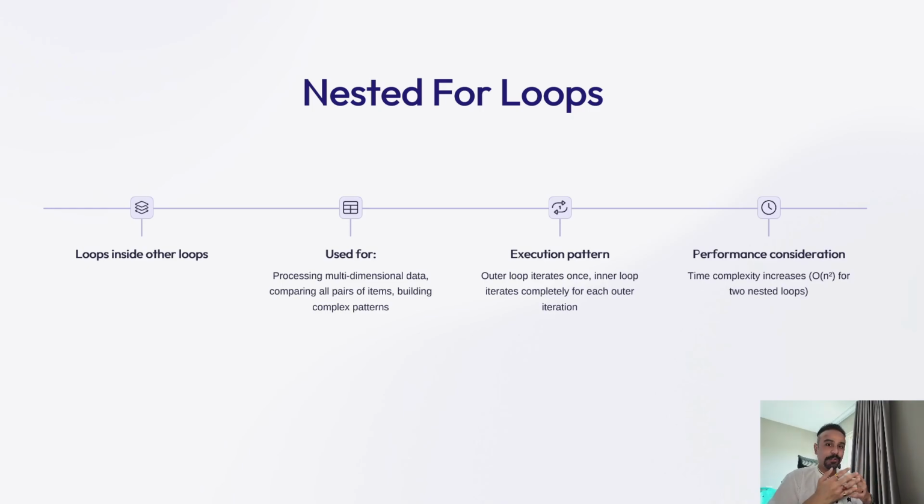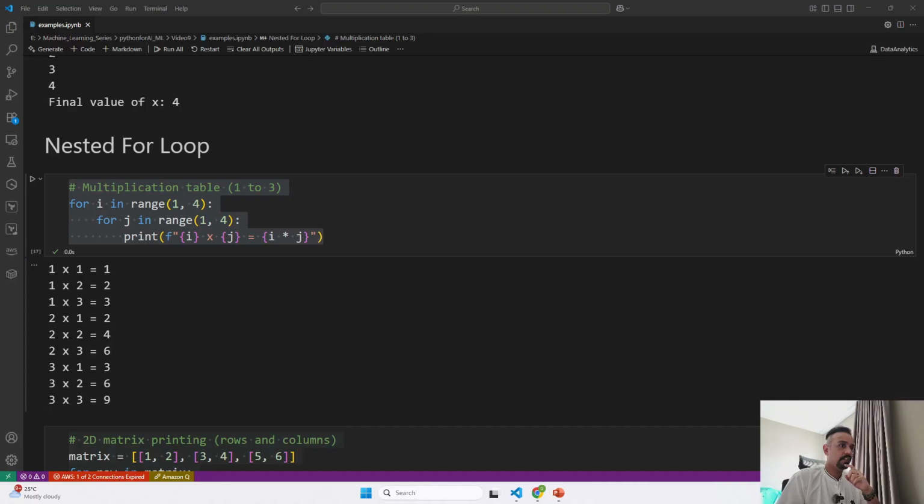Sounds confusing? I will try to explain it to you when we go to the code. Nested loops are essential for working with multi-dimensional data like matrices or images, which are common in machine learning. For example, to process each pixel in an image, you might use nested loops for rows and columns. And in machine learning, you will encounter nested loops when implementing algorithms like k-means clustering, matrix operations, or when processing batches of training examples with multiple features.